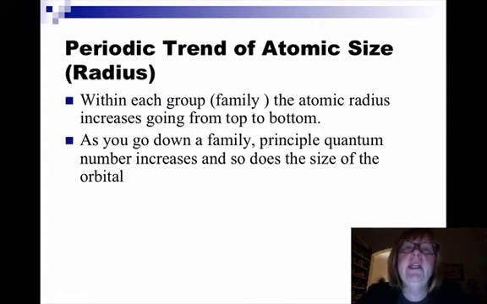First of all, let's look at the periodic trend of atomic size, sometimes called the atomic radius. Within a group or a family, those vertical columns on the periodic table, the atomic radius will increase when you go from top to bottom. When you go down this family, you are adding shells or energy levels of electrons. And so as you go down, the size of the atom is also going to increase.